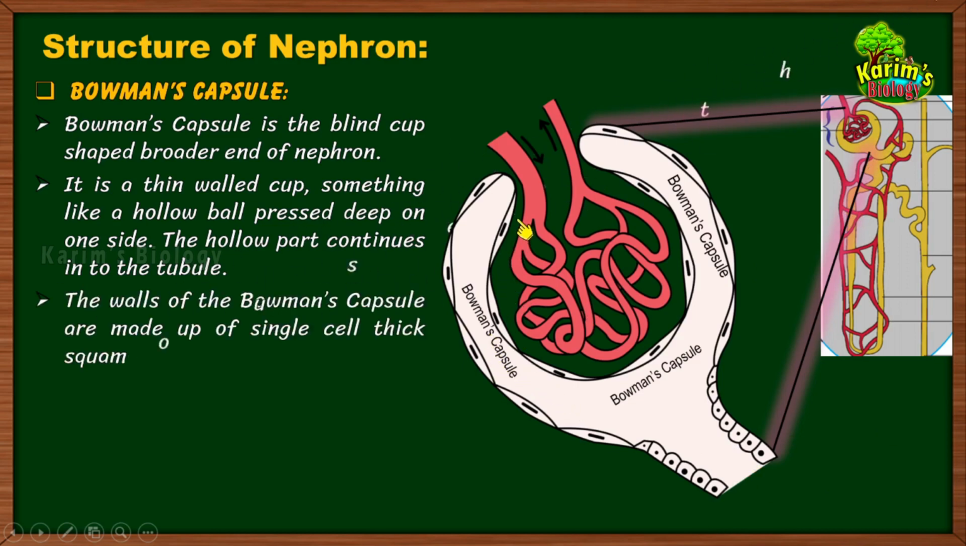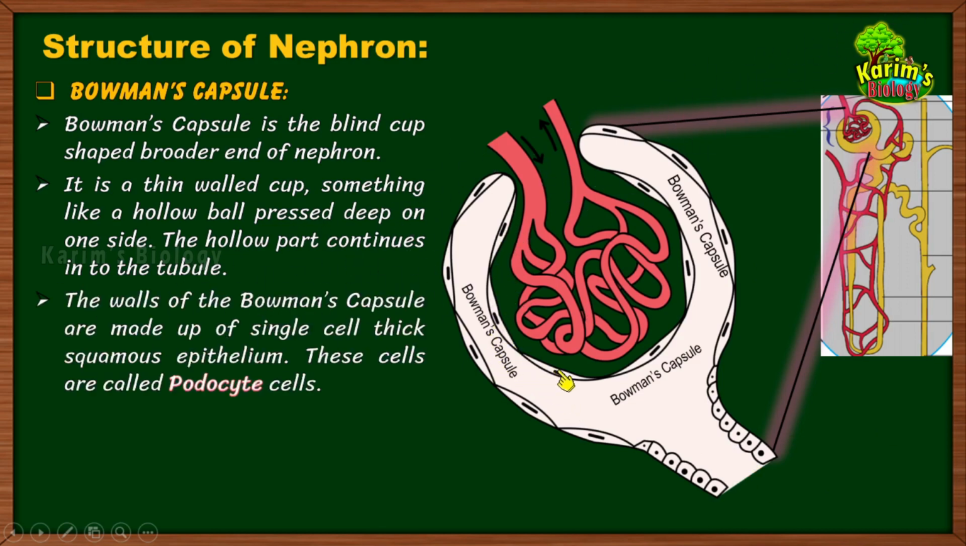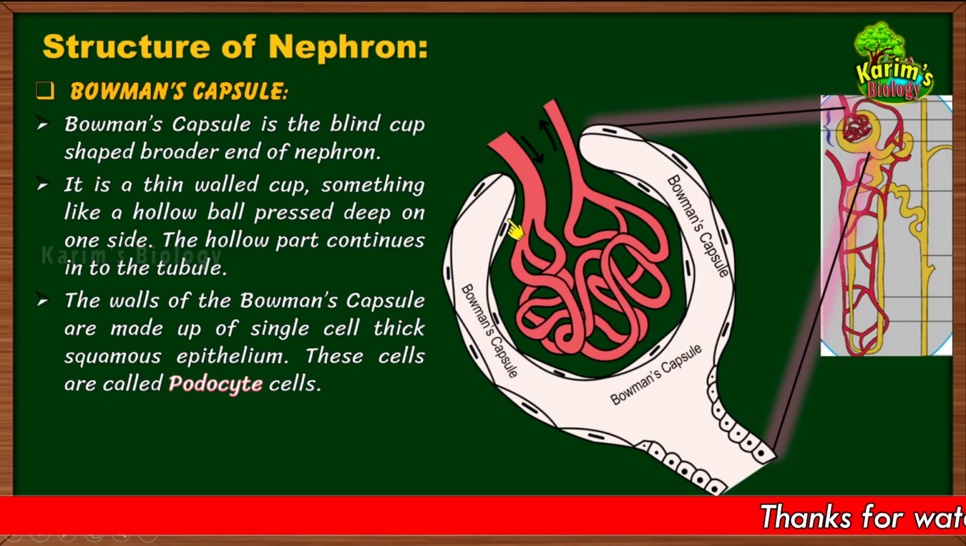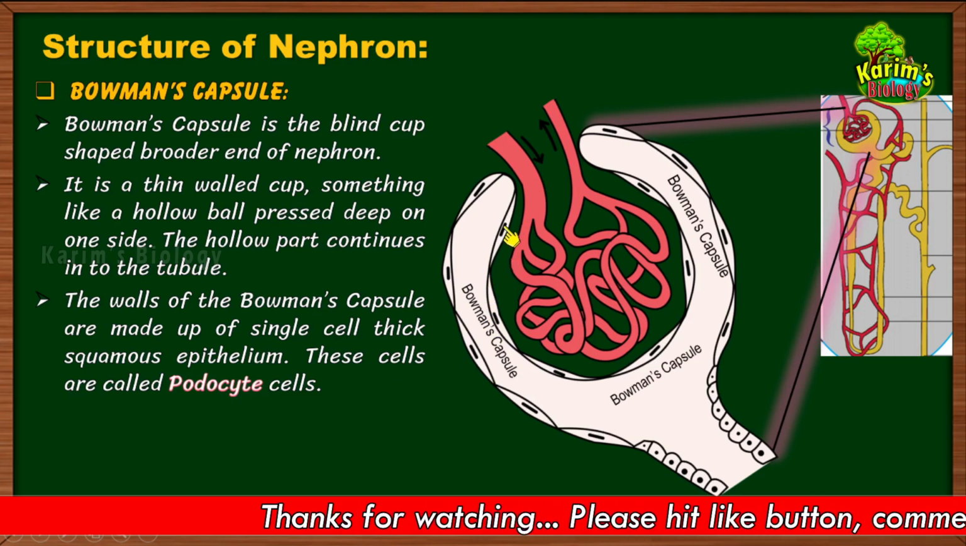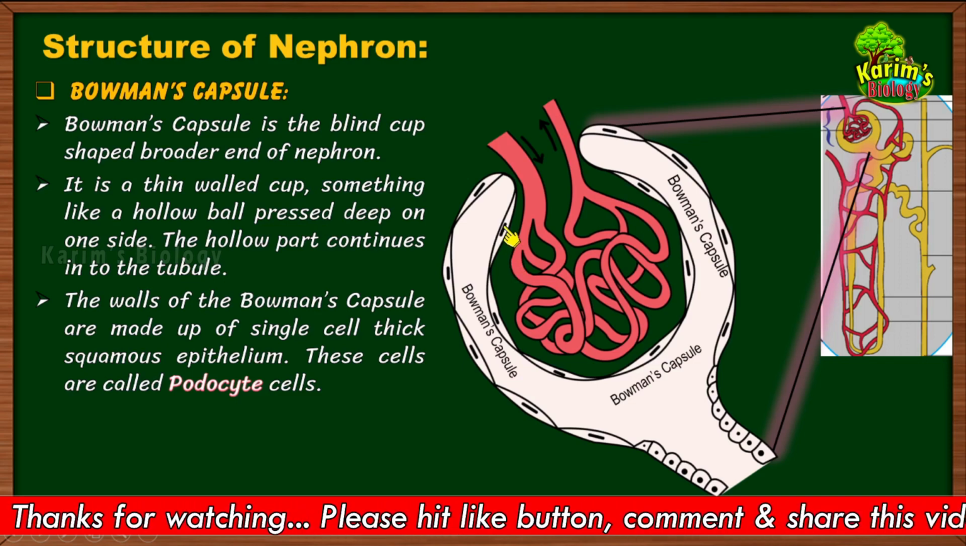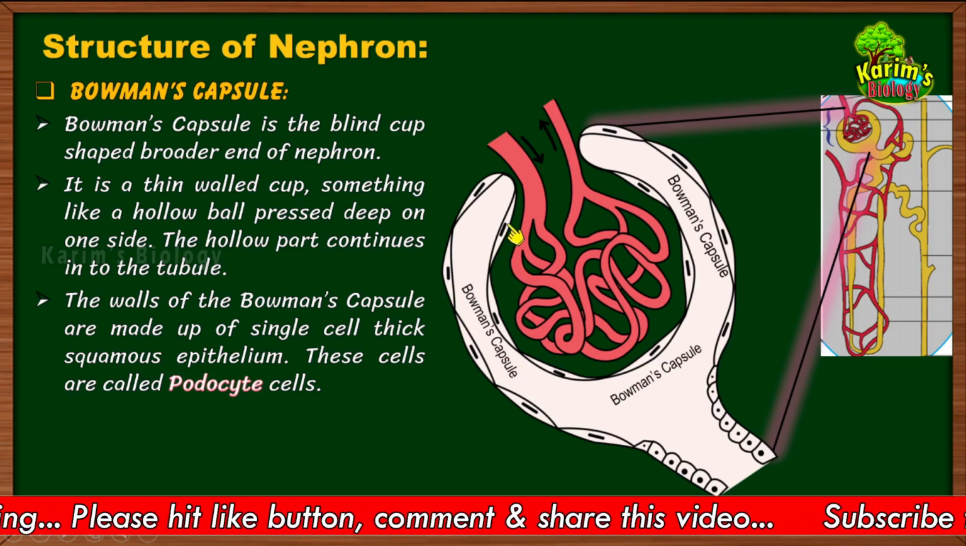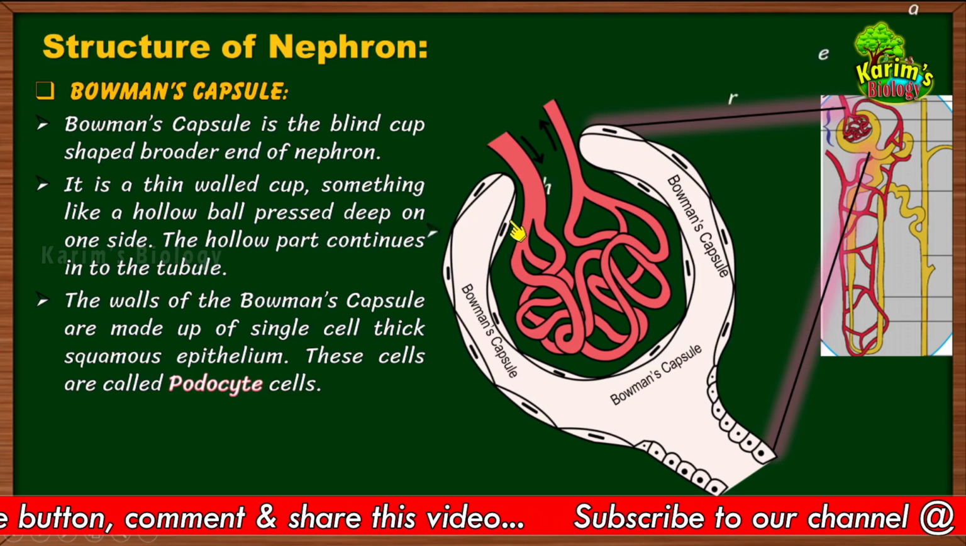And look carefully, the Bowman's capsule here is made up of cells. And what are these cells? They are single cell thick. There are not multiple layers. A single layer of cells is here. These single layer of cells are actually made up of squamous epithelial cells, and these cells are called podocytes. So what are the cells present in the Bowman's capsule named as? These cells are called podocytes.